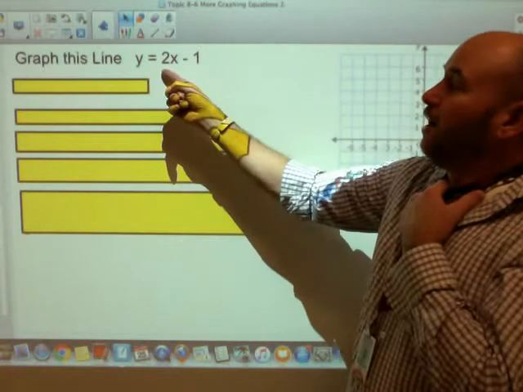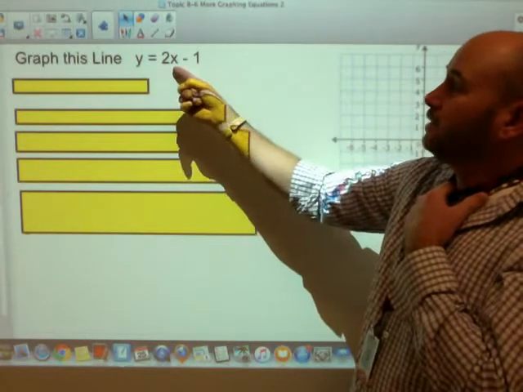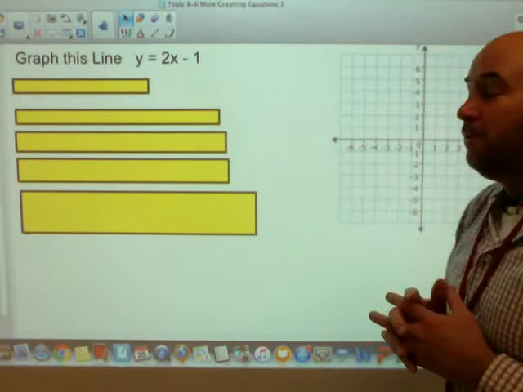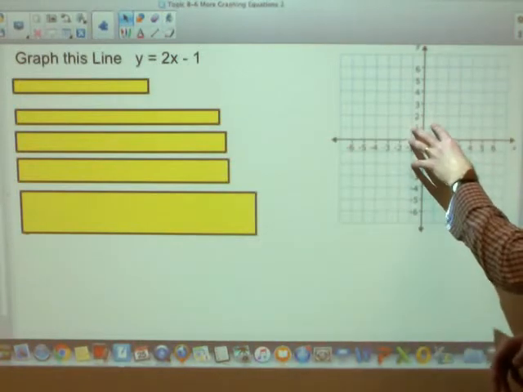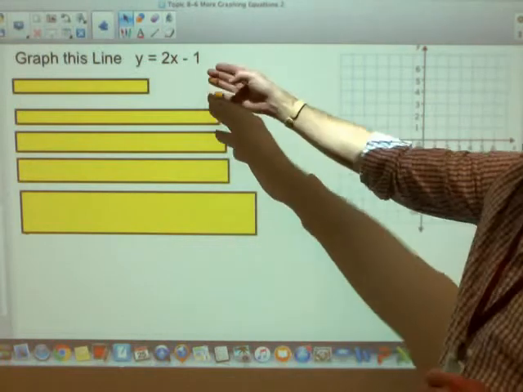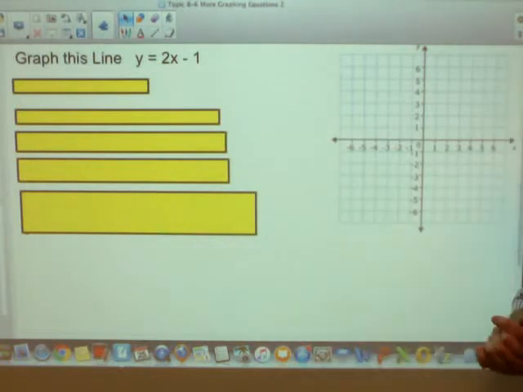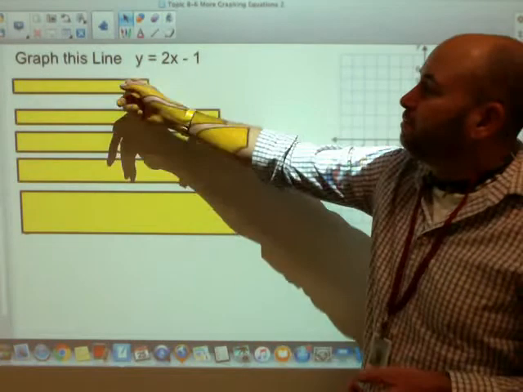Graph this line, y equals 2x minus 1. You're probably going to want to make a simple little graph, and then go ahead and see if you can graph that. Pause the video. All right, let's see how you did.